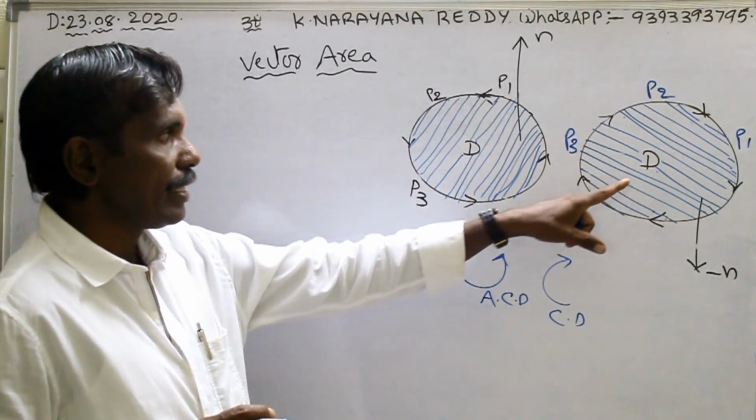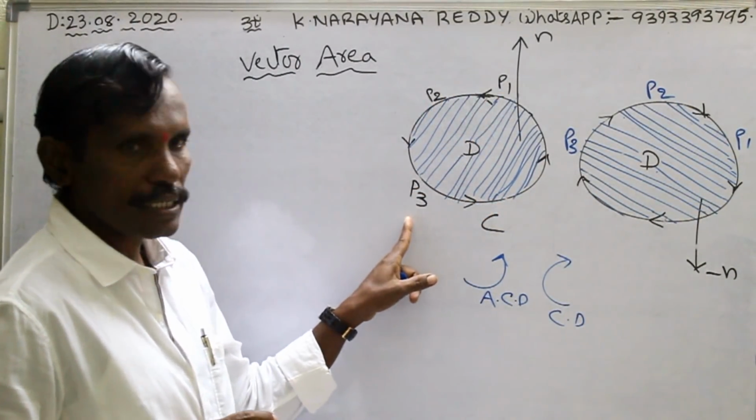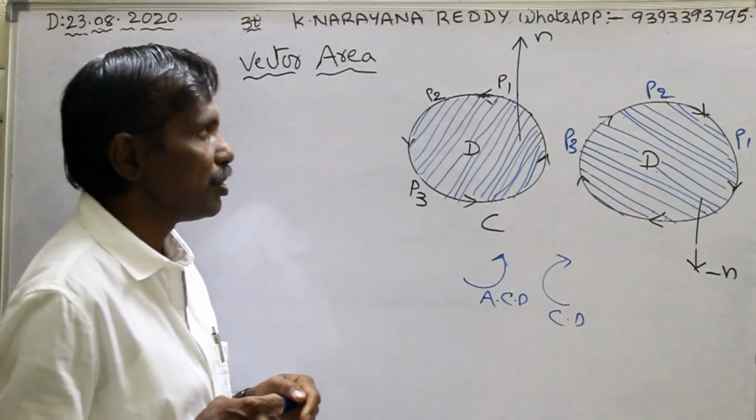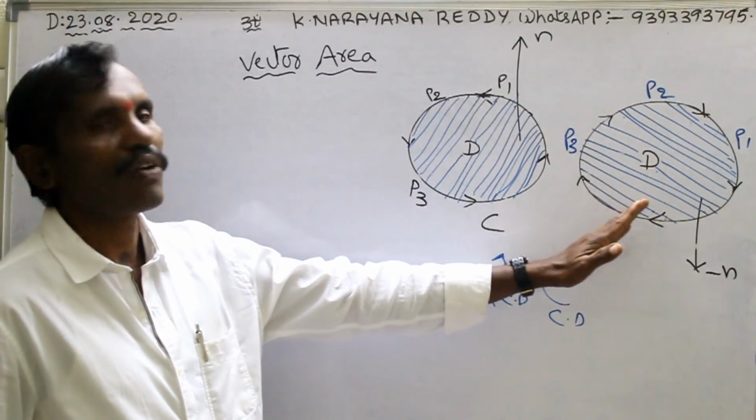D is a plane here, and here also D is a plane. Here also P1, P2, P3 are points. But the difference between these two curves is that this is anti-clockwise direction and this is clockwise direction.